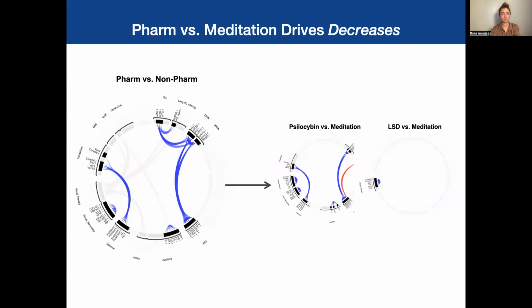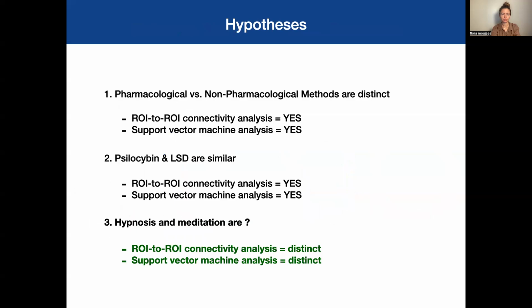it's the differences between the pharmacological conditions and meditation that really drive the decreases you see when you compare pharmacological to non-pharmacological conditions. So again, on the left, you can see decreased connectivity when you compare pharmacological to non-pharmacological conditions. And on the right, you can see that similar patterns of decreased connectivity can be seen when you compare psilocybin versus meditation and LSD versus meditation.